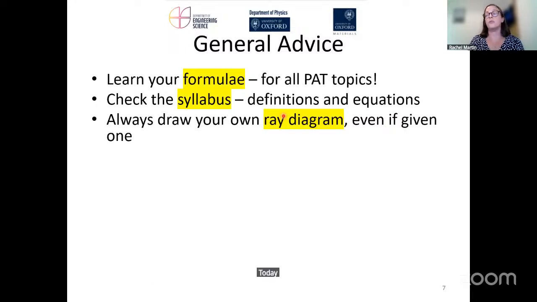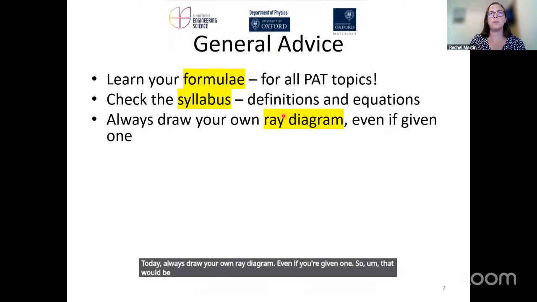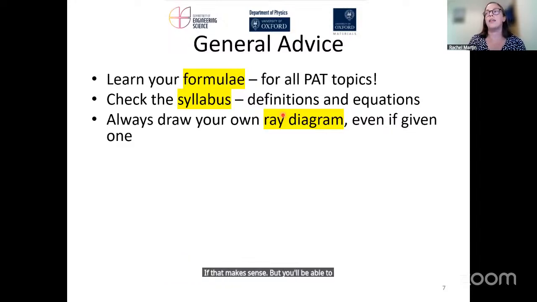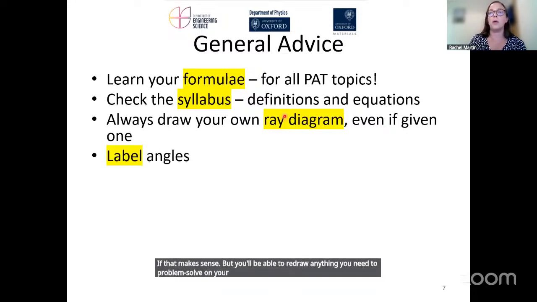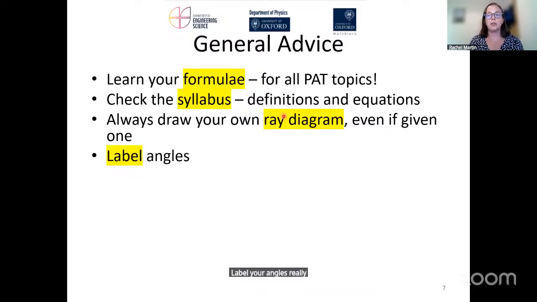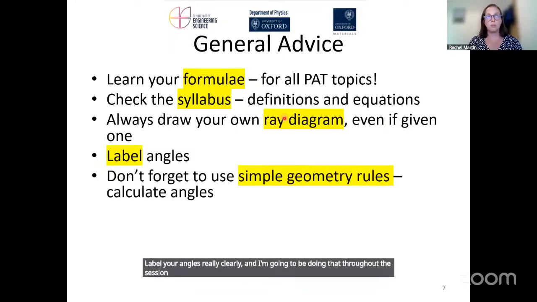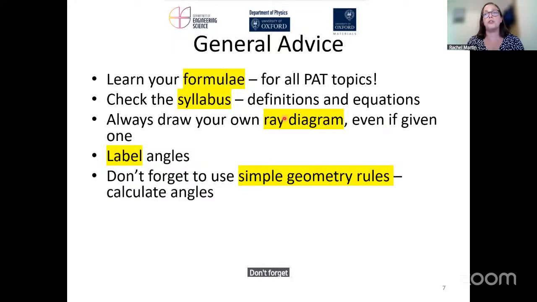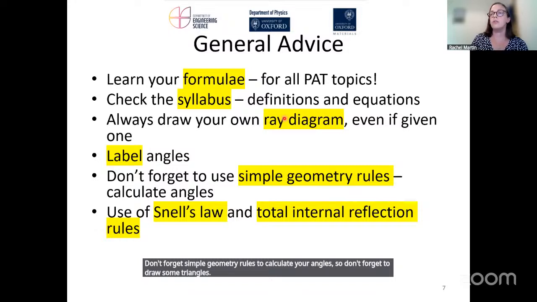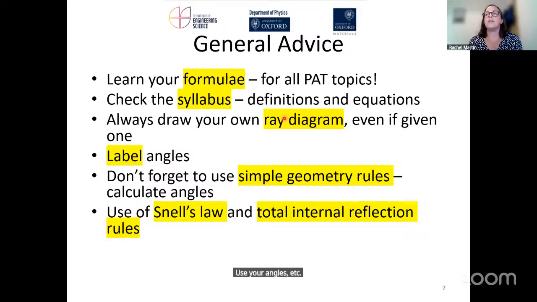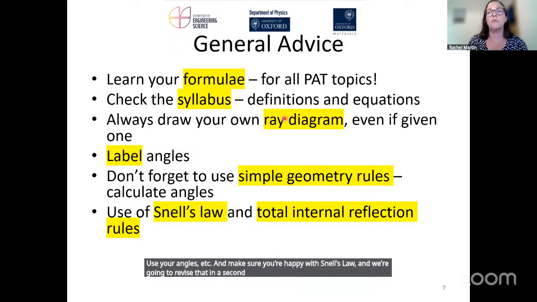Today, always draw your own ray diagram, even if you're given one. So that would be different actually. This has changed a bit because we won't have a paper, if that makes sense. But you'll be able to redraw anything you need to problem solve on your whiteboard. Label your angles really clearly, and I'm going to be doing that throughout the session. Just like my last problem solving session, don't forget simple geometry rules to calculate your angles. So don't forget to draw some triangles, use your angles, etc. And make sure you're happy with Snell's law, and we're going to revise that in a second, and total internal reflection rules.